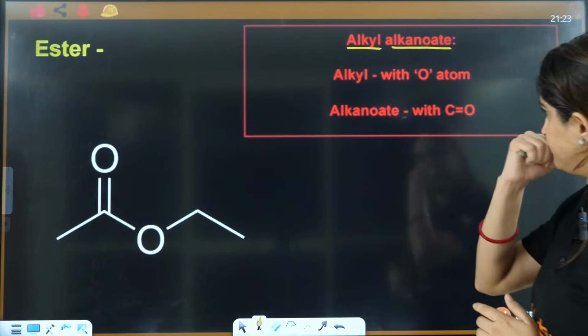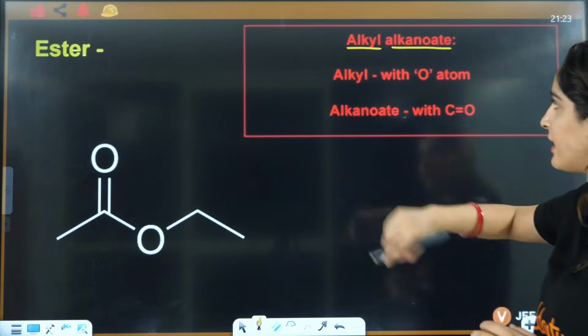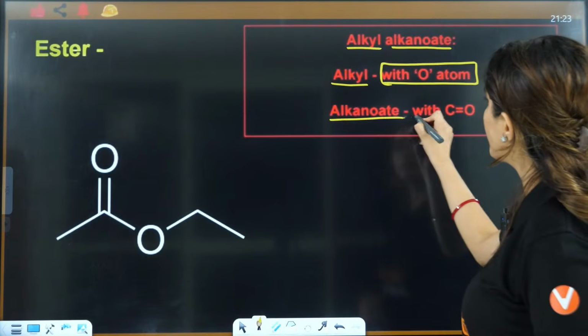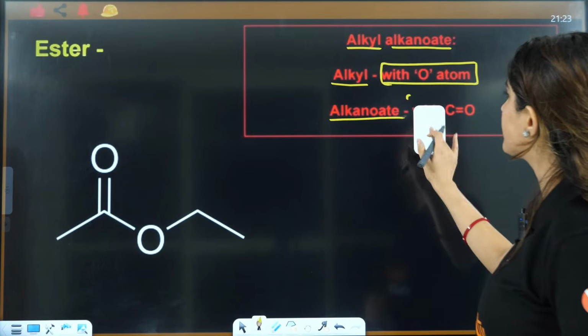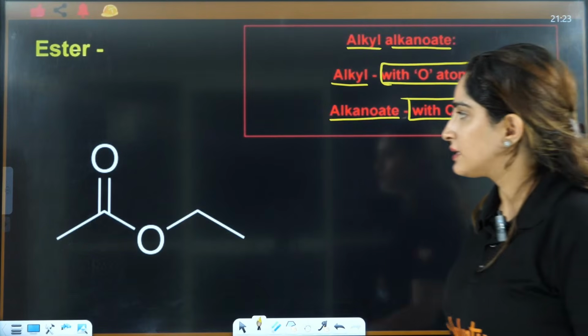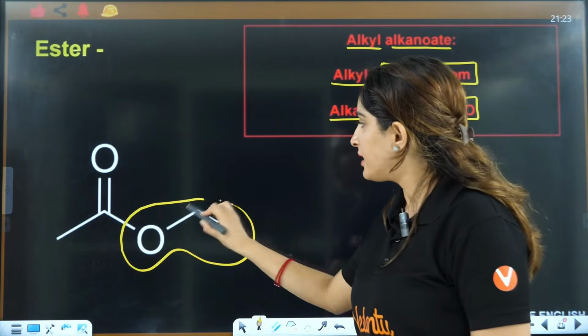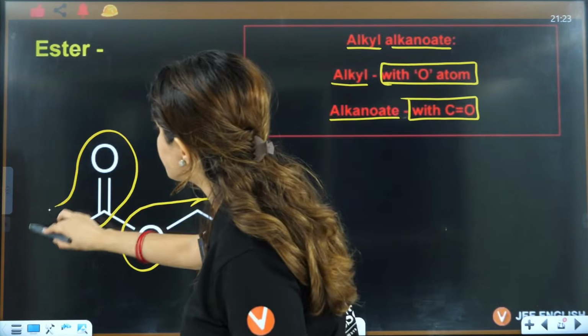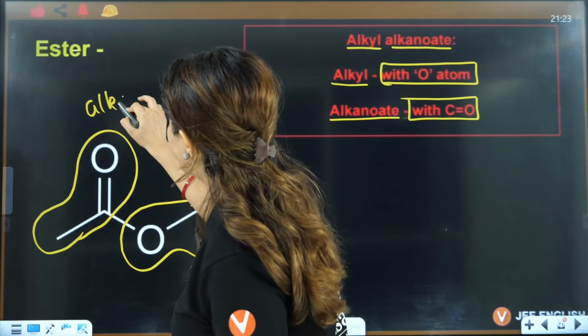So here, alkyl and alkanoate. Alkyl is the one which is with the oxygen atom. Alkanoate is the one which is with C double bond O, right? So this one is the alkyl part. This is with C double bond O. This one is the alkanoate part.